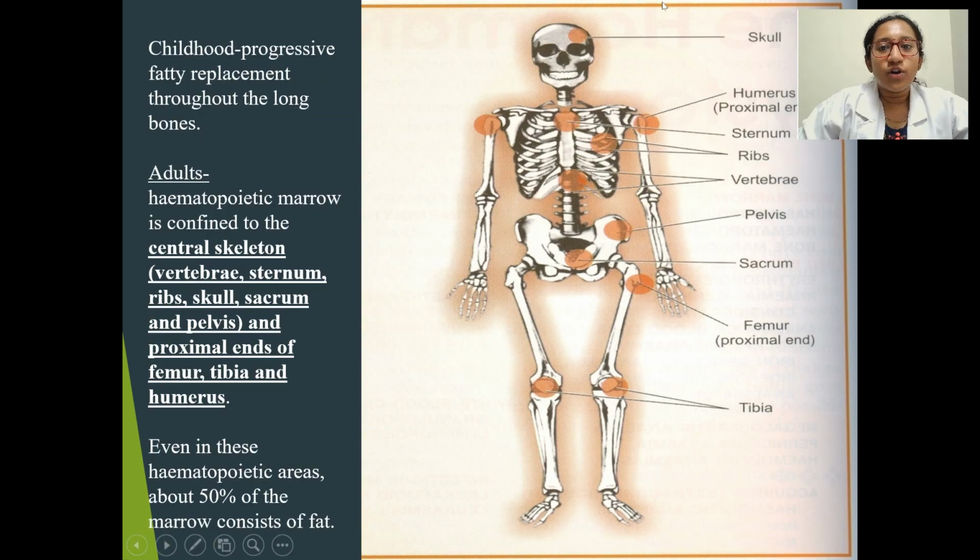So, like I said already, in adults and children, there is production of hematopoietic elements in the bone marrow. So, we have different bones, the central bones and the peripheral bones. As the child grows, there is progressive replacement of these bone marrow by fatty elements. In the adults, as we can see, the central skeleton, that is the vertebrae, the sternum, the ribs, the skull, and proximal ends of femur, tibia, and humerus. These are the main sites of hematopoiesis. And even in these hematopoietic areas, about 50% of the marrow consists of fat.